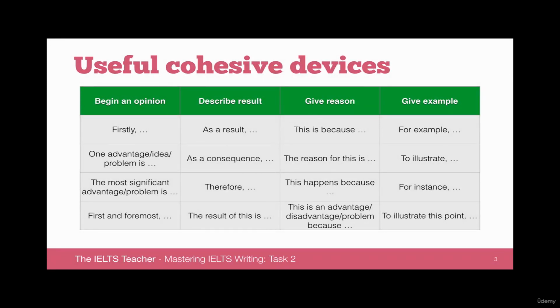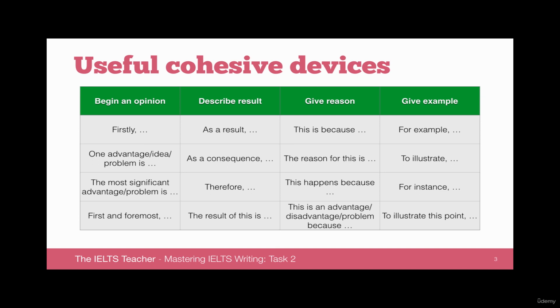And so what I've got on this slide is a table full of cohesive devices that you can use in your own essays. We're going to use these cohesive devices for purposes such as beginning an opinion, describing a result, giving a reason, giving an example. You're going to use these more than once. So it's important that we have a variety of different cohesive devices so that you don't repeat yourself.